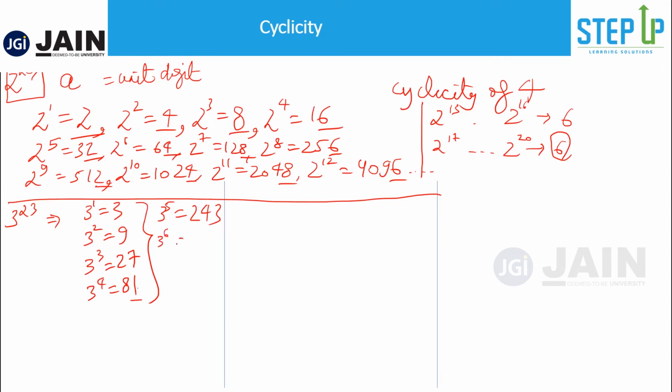And obviously, you're doing again multiplication by 3. 3 to the power 6 again would be what? 3 into 3, that means it would be 9. This would be 3, 9. Again 3 to the power 7, this would be 9 into 3, that means this would be 27, so 7. 3 to the power 8 again would be 7 into 3, 21. That means 3, 9, 7, 1. And here also, if you notice, 3, 9, 7, 1. That means here also for 3, cyclicity is of 4.